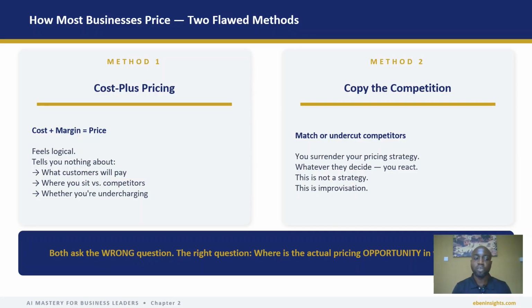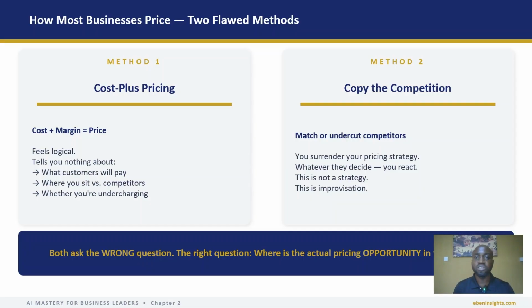The second approach is copying the competitors. You look at what others are charging, and then you set your price around the same level, maybe slightly lower, maybe slightly higher. Now, the problem with this approach is that you are letting competitors dictate your strategy. Whatever they do, you react to it. That isn't a sound strategy. That's following the crowd.